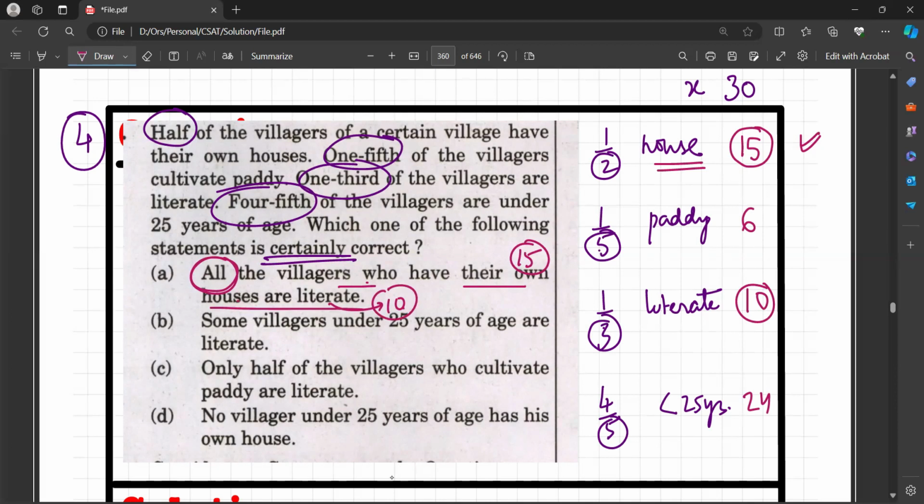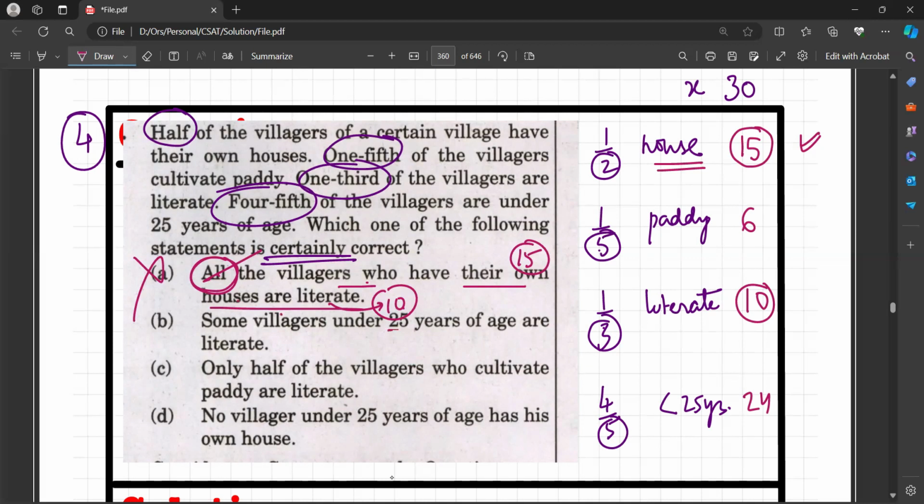If the total literate is 10, this has to be equal, but it is not equal. If you remove the word all, we cannot say whether the villagers who have their own houses are literate. It may be so, but can it be surely correct? We have no idea. So this statement is wrong, because all the villagers who have their own houses are not literate, because total literate are 10. Those having houses are 15. Since they are unequal, this statement is wrong. Got it? Now let us read B.